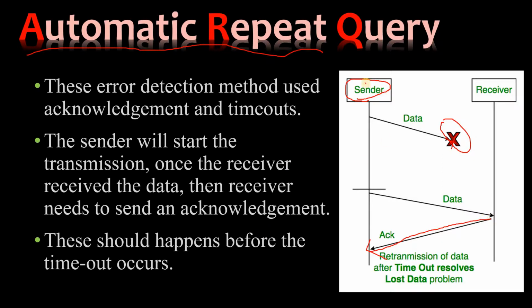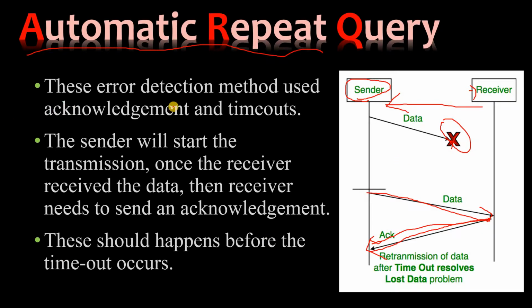I repeat, the sender started transmitting the data. If the data is received by the receiver, it will immediately send an acknowledgement to the sender. In case the data gets corrupted, the receiver couldn't send any acknowledgement to the sender. So the sender identifies, okay, the transmission is incomplete, so it sends the same data again to the receiver. Now the receiver is receiving the data and sending back an acknowledgement to the sender. Now the transmission is complete.